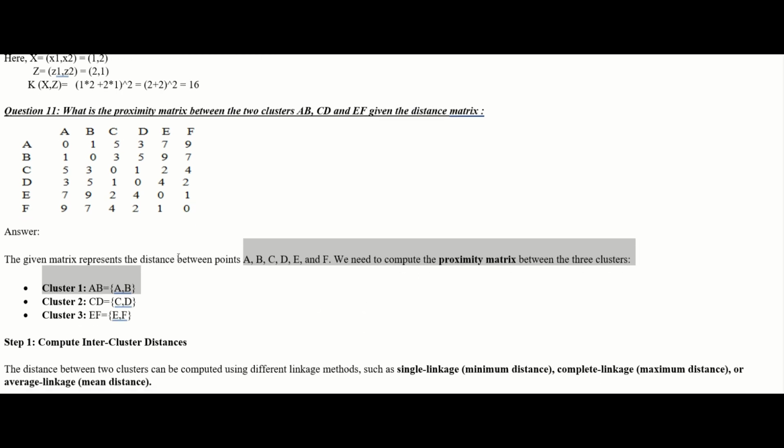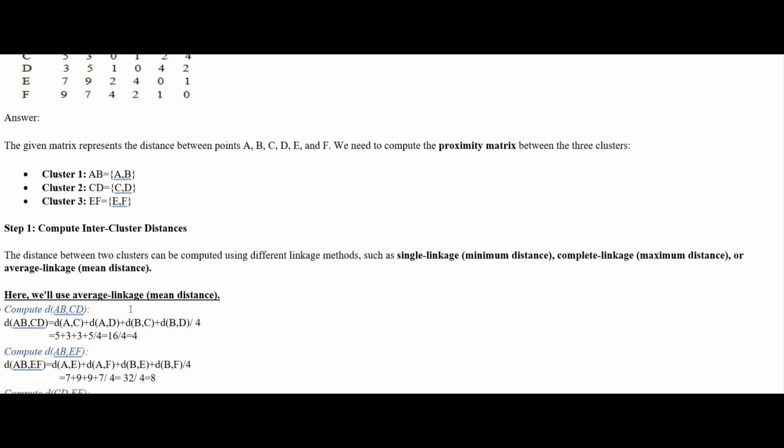So step 1, compute the intercluster distance. The distance between two clusters can be computed using different linkage methods, such as single linkage, like minimum distance, complete linkage, maximum, or average linkage, that is mean distance. We will try with the minimum as well as the average. First we calculate an example with the help of average linkage distance.